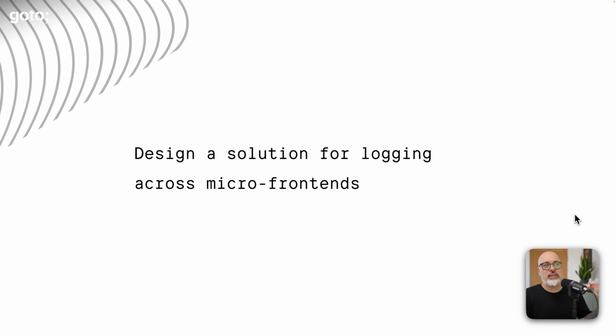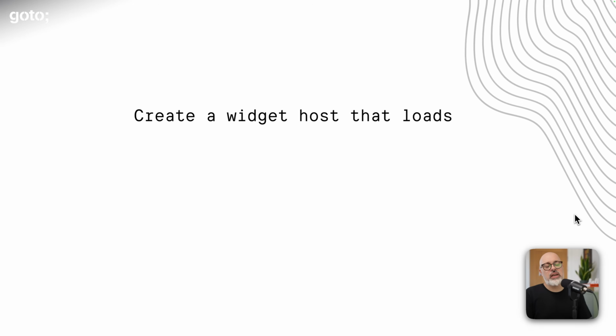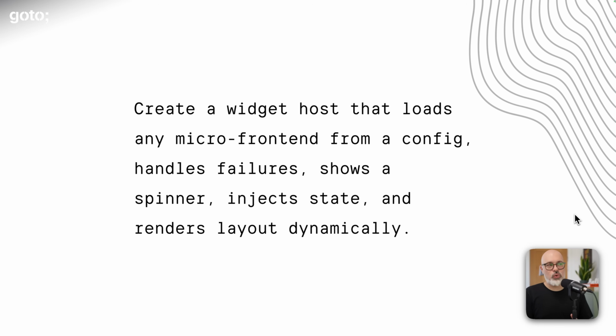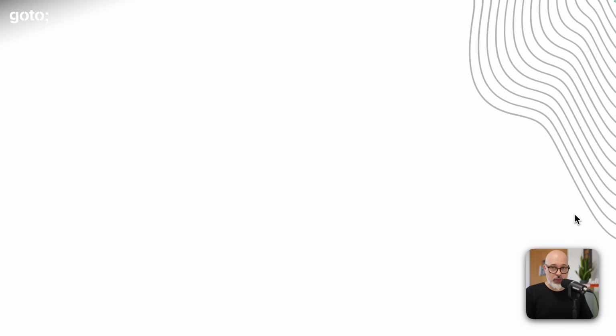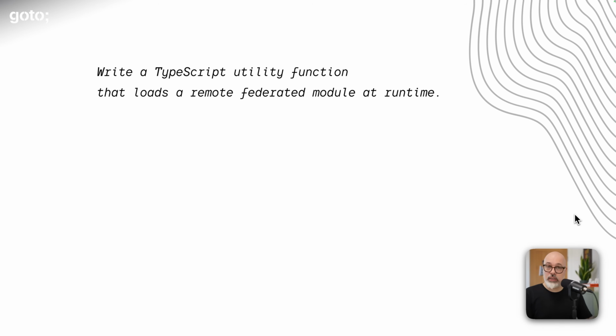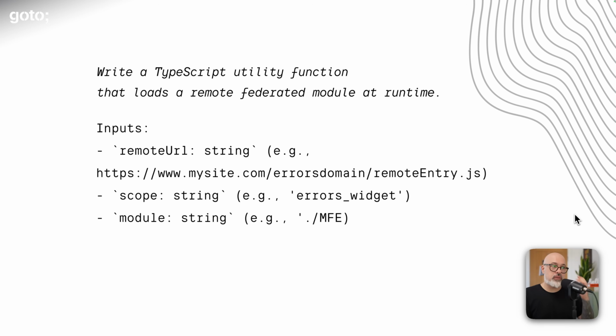So a prompt like, design a solution for logging across all the micro-frontends, definitely it's not a great prompt. Even, let's say, create a widget host that loads micro-frontend from a config, handles failure, shows spinner, stuff like that. It's not very meaningful. What we want to provide to an LLM is something that is crystal clear, that again provides the context that you want to build. So, I want to write a TypeScript utility function that loads a remote federated module at runtime. So already with these two lines of prompt, we already have a lot of information. It's TypeScript, we want to load at runtime a federated module. Then you can define the inputs. I want to pass to this function remote URL, scope, and module.